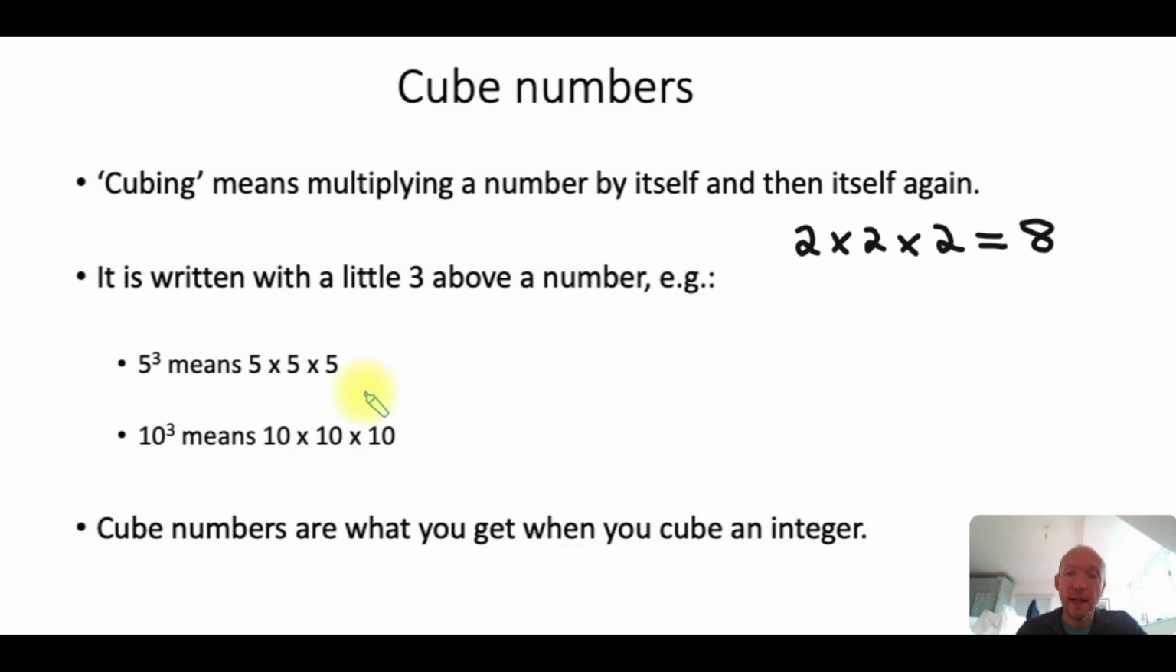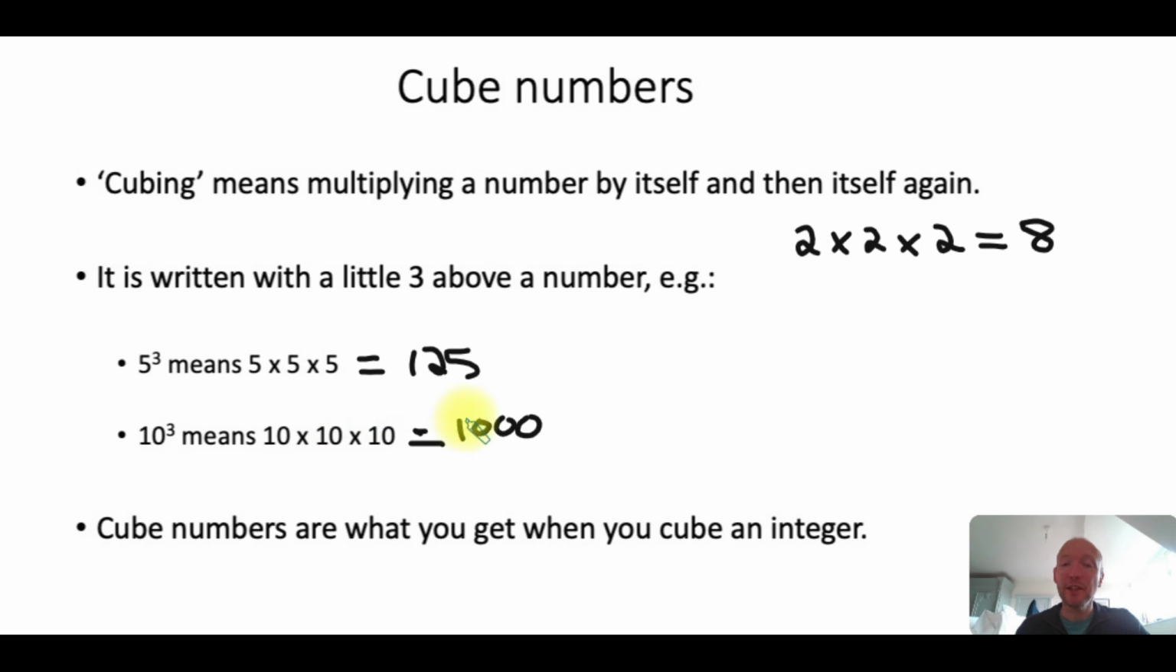Now, you can write cubing as just 3 of it being multiplied together, like you can see here, but a little time saver, which is definitely going to save a bit of writing, is to put a little tiny 3 above it like that. So 5 cubed means 5 times 5 times 5. And again, the answer for that would be 125. So 125 would be a cube number. 10 cubed, 10 times 10 times 10, is 1,000. 1,000 is a cube number.